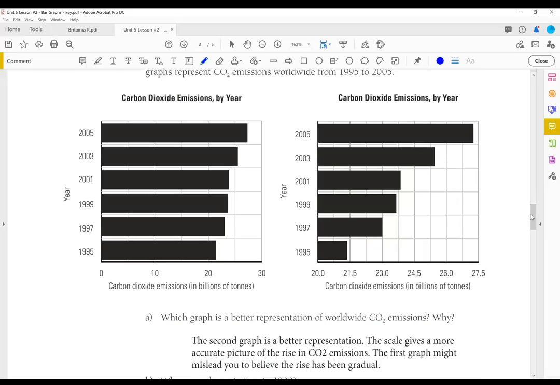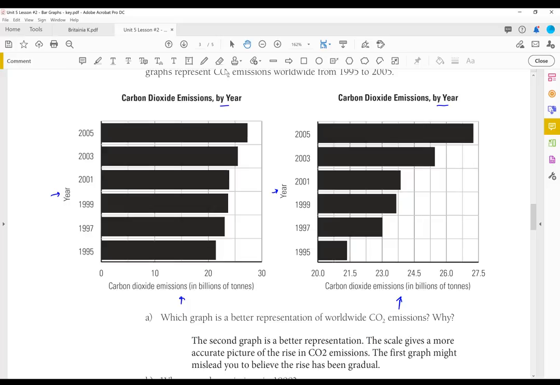So we've got two graphs here. The first graph is carbon dioxide emissions by year. The second graph is the same. Notice that these are horizontal bar graphs. These are not vertical bar graphs. For the first graph, the year is on the y-axis, and it's the same for the second graph. And then similarly, the x-axis is the same, carbon dioxide emissions in billions of tons on the bottom for both.